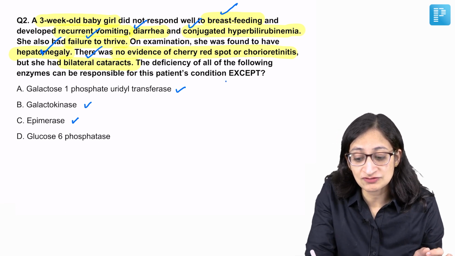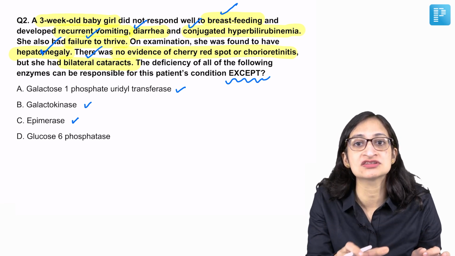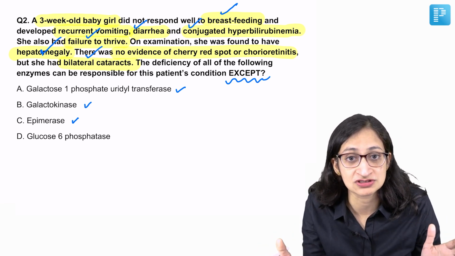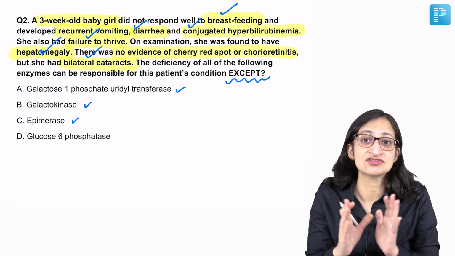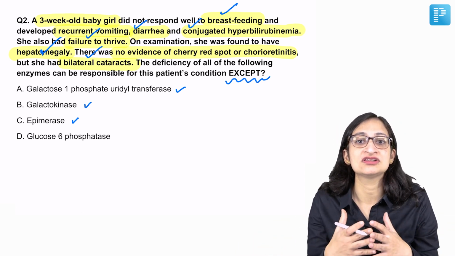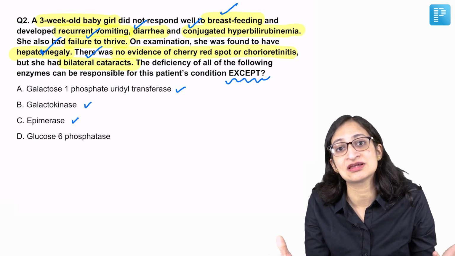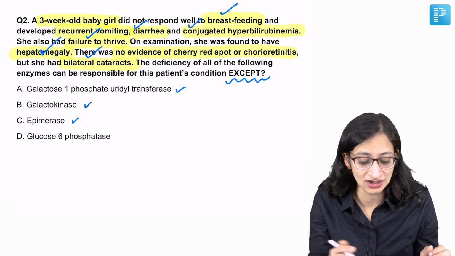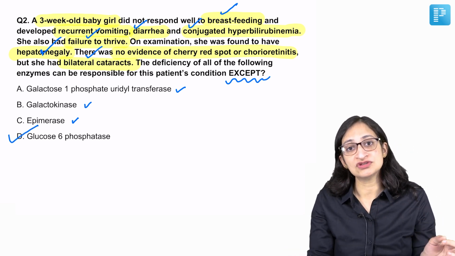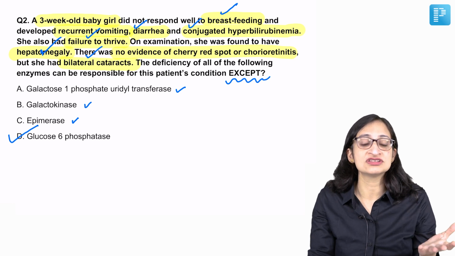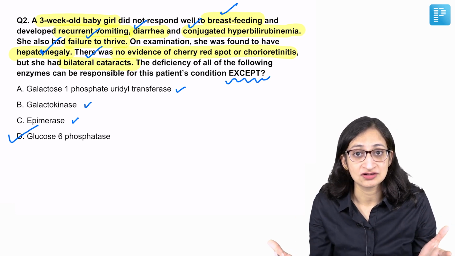Now, don't forget, my friends, to see the word except in the question, and don't jump to answer the question without reading all the options. Okay, don't jump and answer galactose 1-phosphate uridyl transferase. That is a very common mistake we make. We think we know the answer, we don't go through the options, and sometimes we miss the word except in our excitement. So don't do that, right? So the best answer here is glucose 6-phosphatase, because we know glucose 6-phosphatase is von Gierke disease, and here we are dealing with a scenario of galactosemia, right?